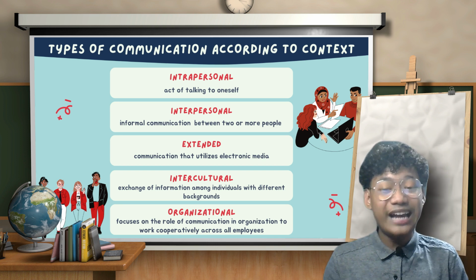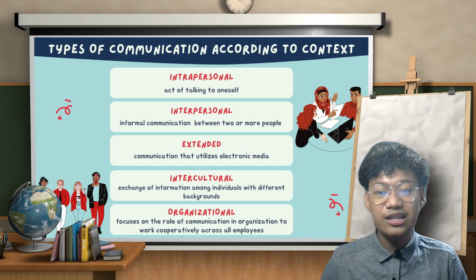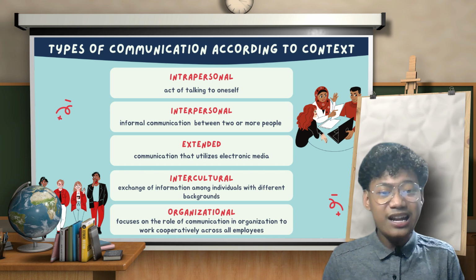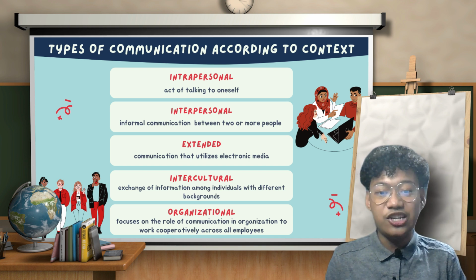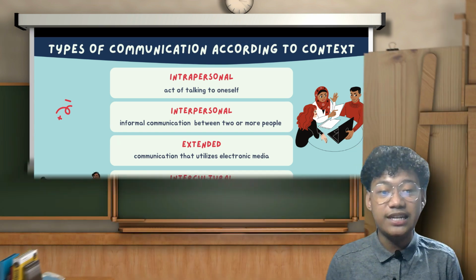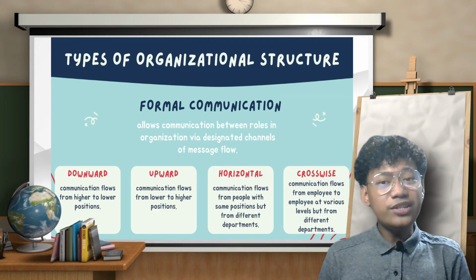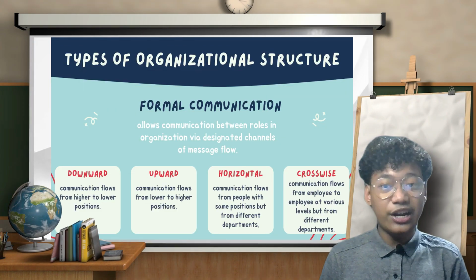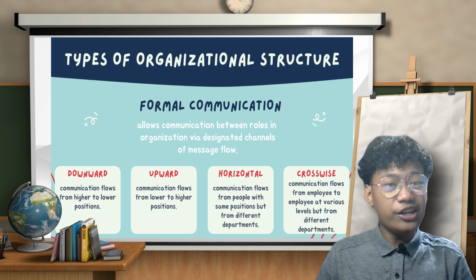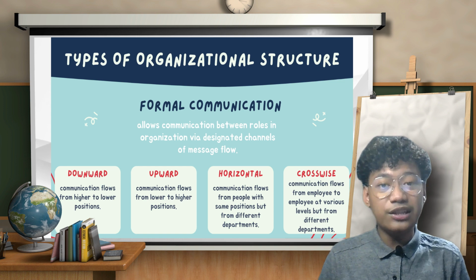Lastly, we have organizational communication, which focuses on the role of communication specifically in the organizational context, wherein the organization puts a system of communication in order to work effectively across all employees of the company. Now, let us proceed to the types of organizational communication. To begin with, we have formal and informal communication, wherein formal communication enables interaction between roles in the organization via designated channels of message flow.